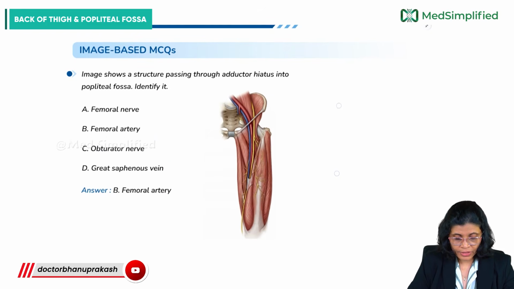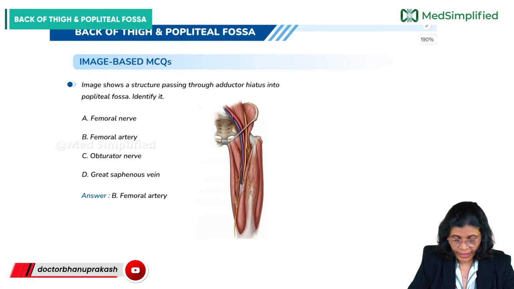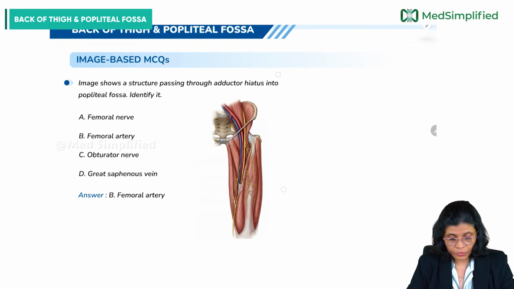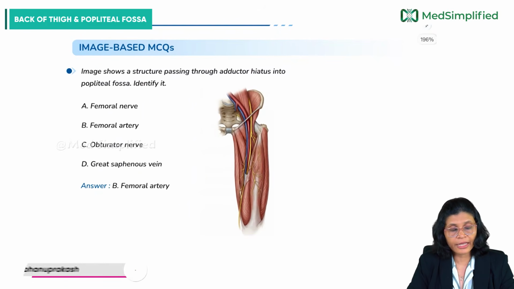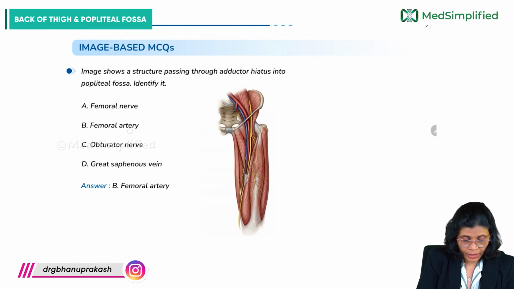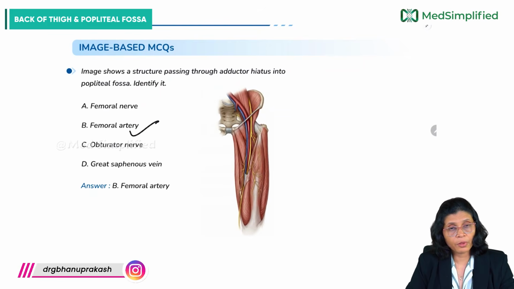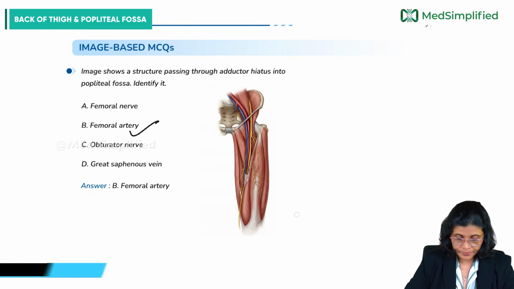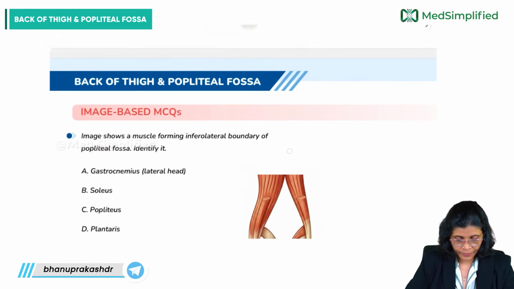Then the image shows a structure passing through the adductor hiatus into the popliteal fossa. So, passing through the adductor hiatus, that is from the thigh region into the popliteal fossa, that will be the femoral artery. Whereas the popliteal vein, from the popliteal fossa, passes through the adductor canal and continues as the femoral vein. So it will enter the thigh.